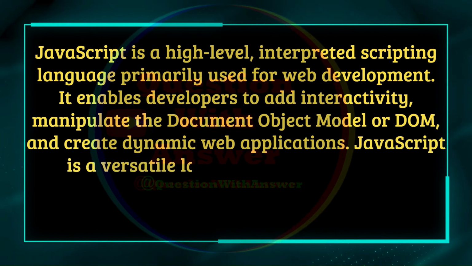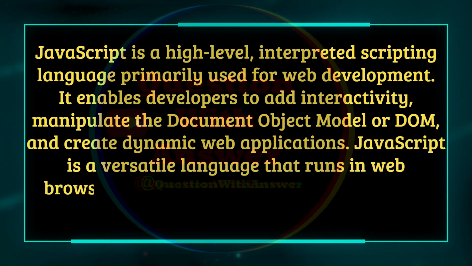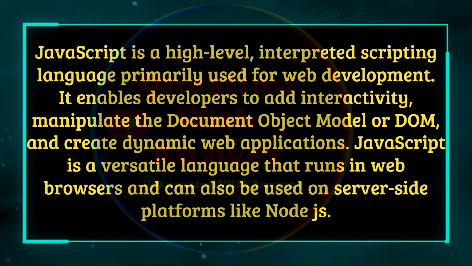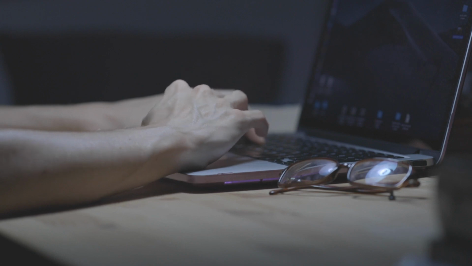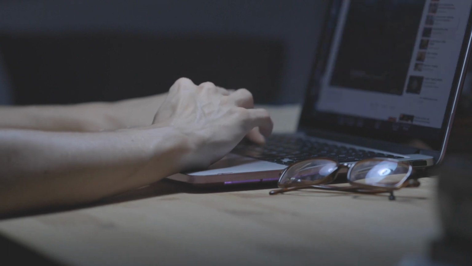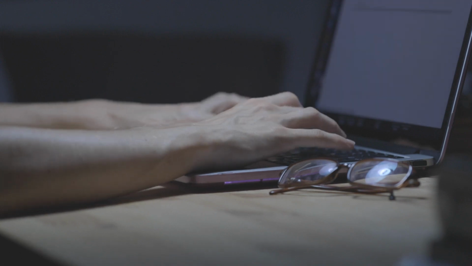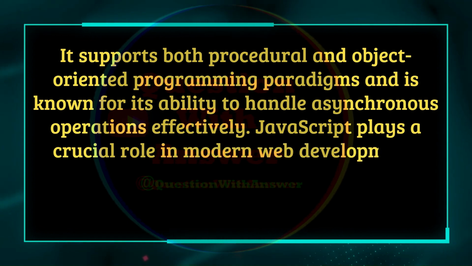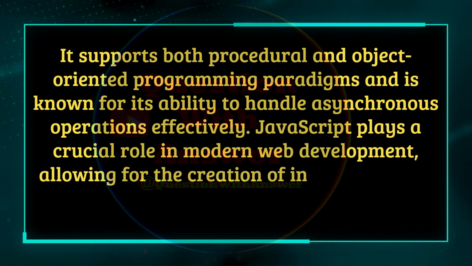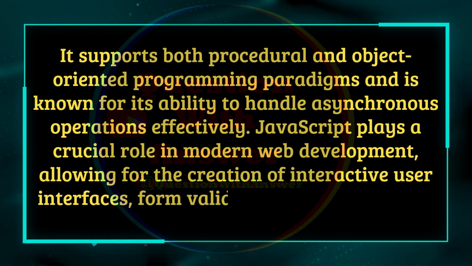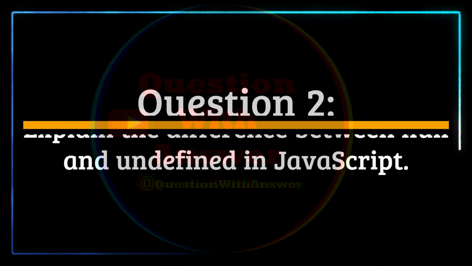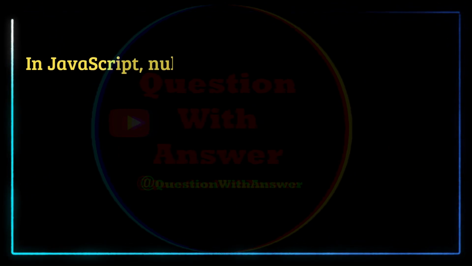JavaScript is a versatile language that runs in web browsers and can also be used on server-side platforms like Node.js. It supports both procedural and object-oriented programming paradigms and is known for its ability to handle asynchronous operations effectively. JavaScript plays a crucial role in modern web development, allowing for the creation of interactive user interfaces, form validation, and much more.